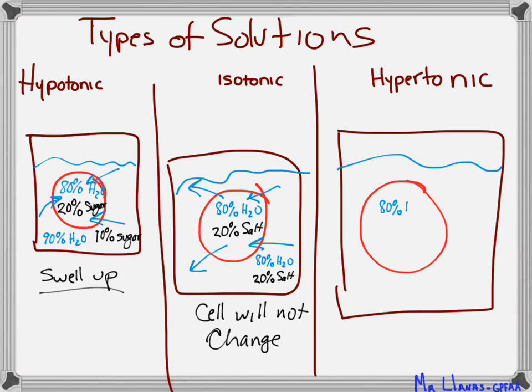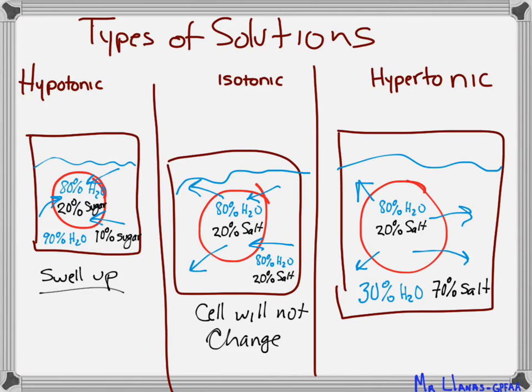The last one that we'll talk about is called hypertonic solutions. And hypertonic solutions are solutions where there's more water inside the cell than outside of the cell. So this cell is being placed in a hypertonic solution, and as you can see, 80% water, 20% salt inside the cell, 30% water, 70% salt outside of the cell. So that means water is going to move from high to low, so the water will go out of the cell, and that will cause the cell to shrink.